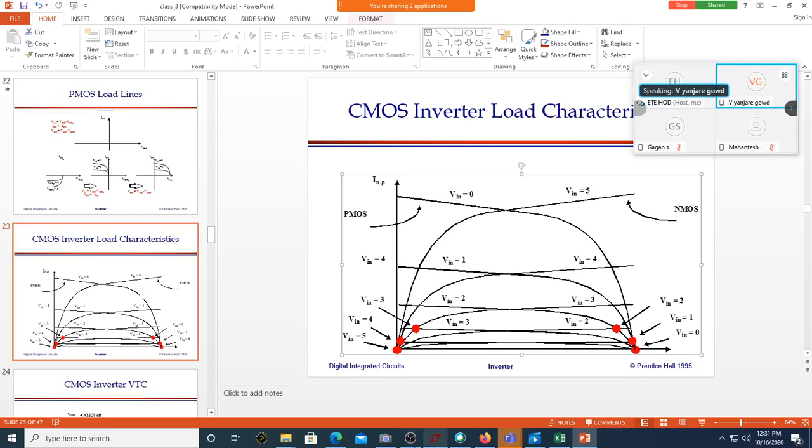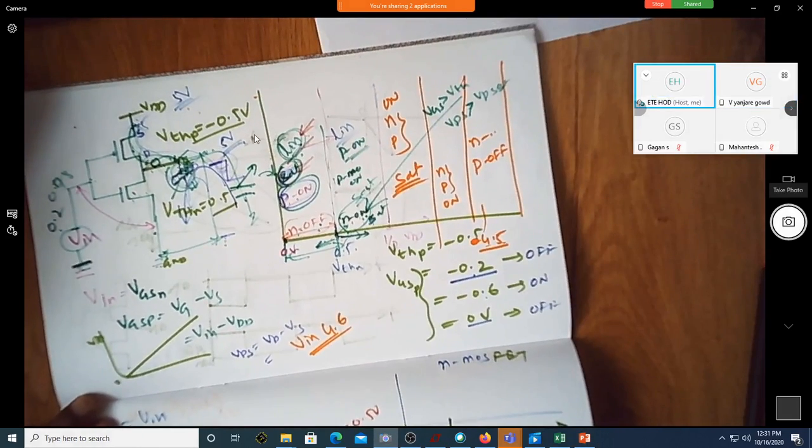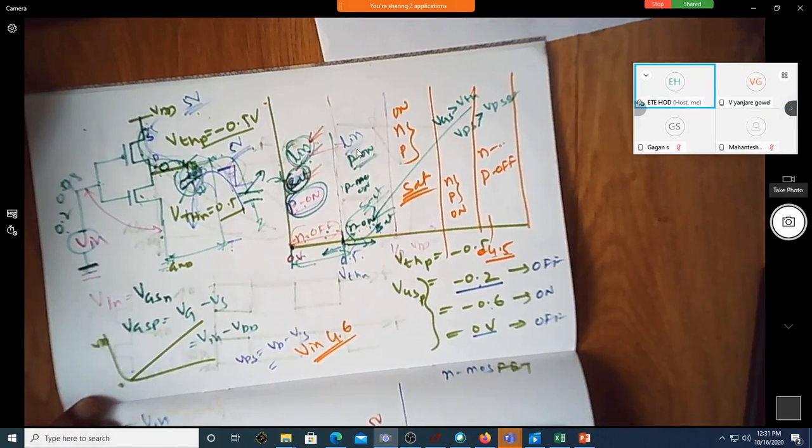That's what we wrote last class. See here? P is on, it is still in linear region. N is also on, it is now in saturation region. Correct?